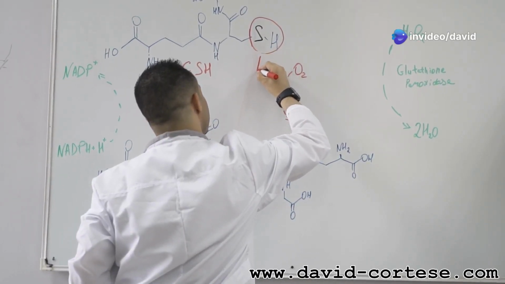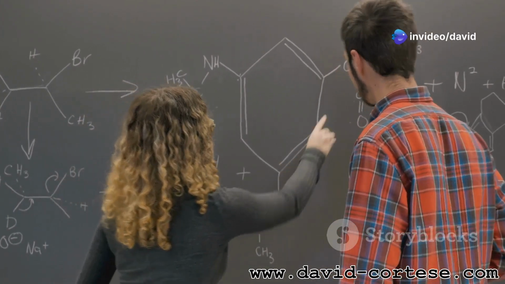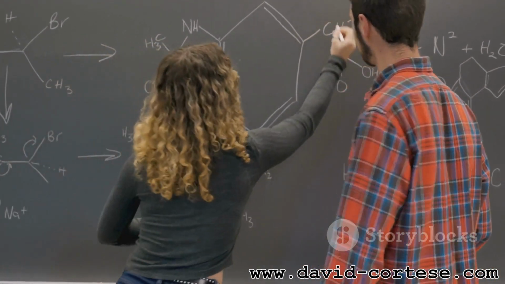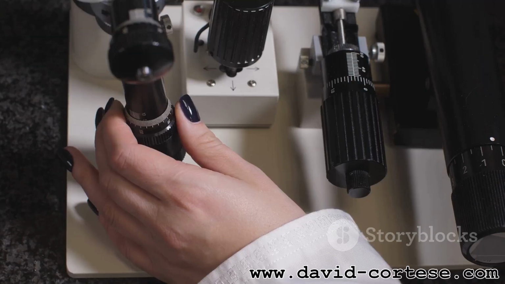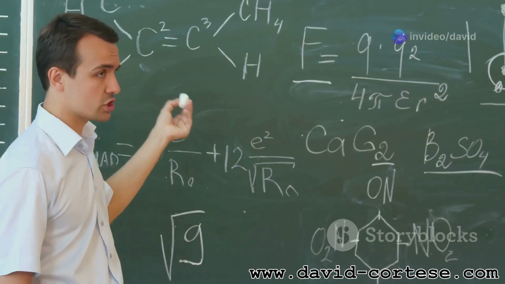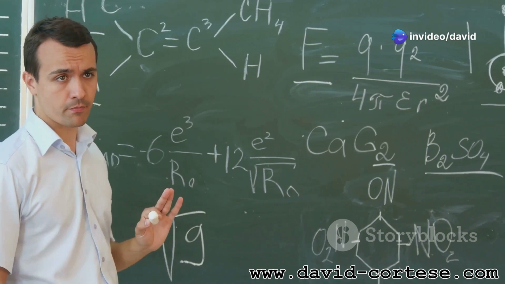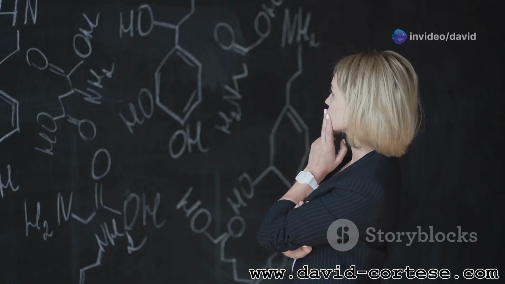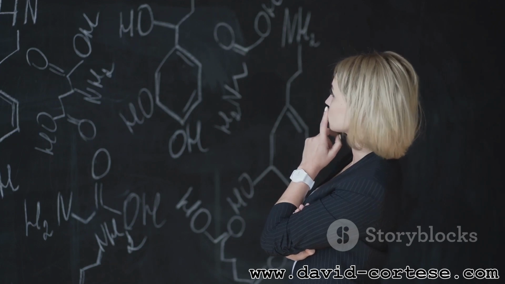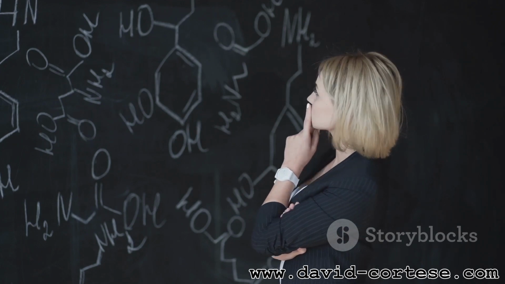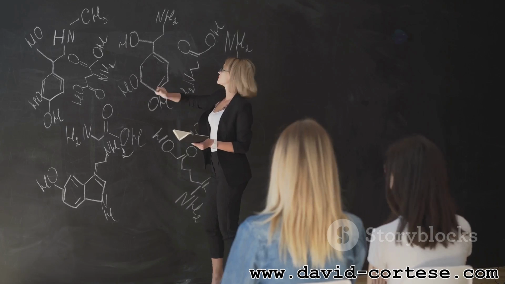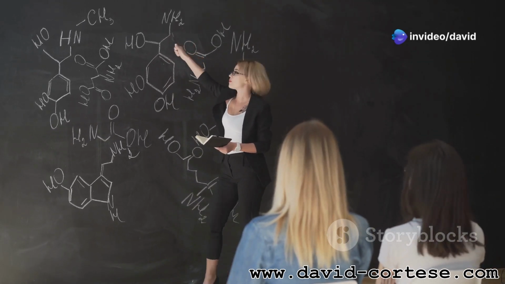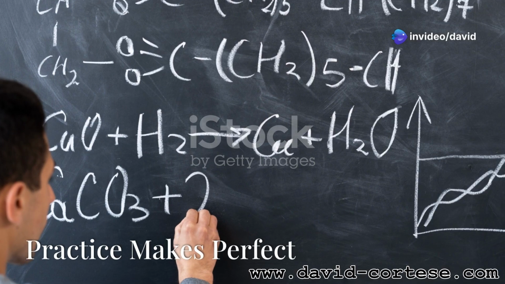Next, count the atoms. Make a list of all the elements present in the equation and count how many atoms of each element are on the reactant side and the product side. Then, adjust coefficients. Start by balancing the elements that appear only once on each side of the equation. After that, move on to elements that appear in multiple compounds. Finally, check your work. Once you think the equation is balanced, double-check to make sure you have the same number of atoms of each element on both sides.